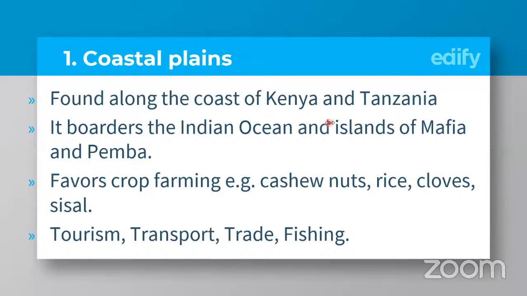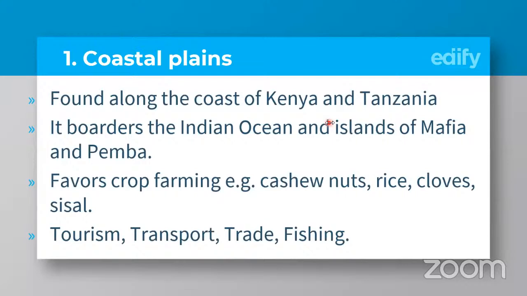Where do we find the coastal plains? And when you look at all these relief features, one thing you must think about is the climate. How does it look? Are there people who live there? If there are people who live there, which economic activities do they carry out in those areas?